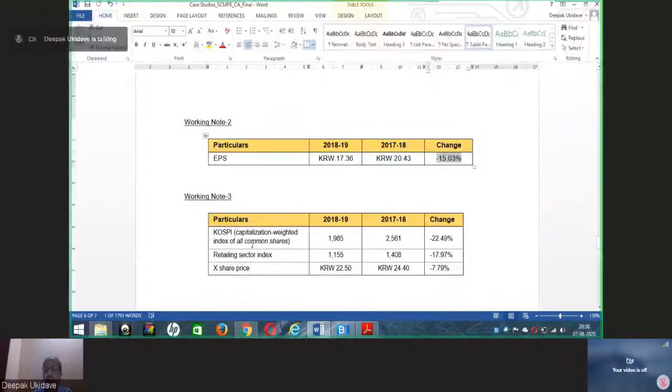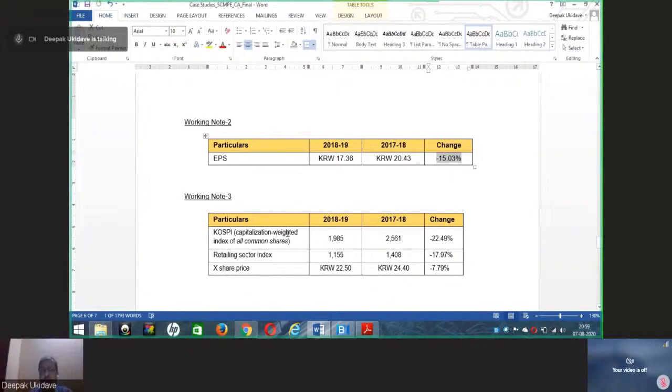Similarly, the market indices have all declined. So share price has declined. So this working note 3 is on the performance indicators of the market information. So you categorize or classify these working notes into three parts. Working note 1 is for calculation of EVA. Working note number 2 is for calculation of percentage change in EPS. And working note 3 is for calculation of all market information, percentage change in the market indices.